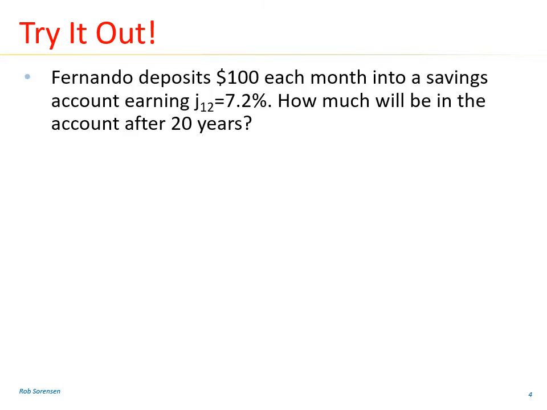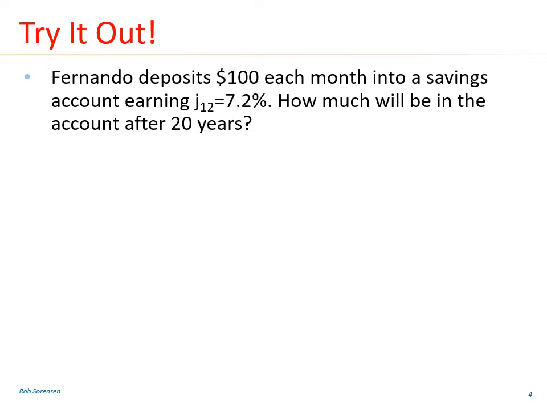Let's give you one to try out and see how you do with that. Fernando deposits $100 each month into a savings account earning 7.2% compounded monthly. How much will be in the account after 20 years? This one's very similar, shouldn't take you too much work, but let me give you a chance to give it a go and try out the formula. So I'm going to suggest you hit pause right now, work through it, and then when you're ready, hit play again.